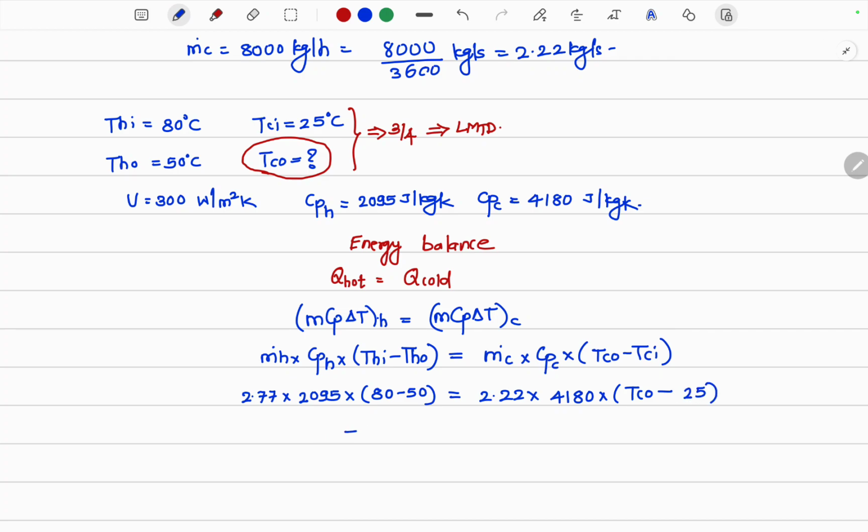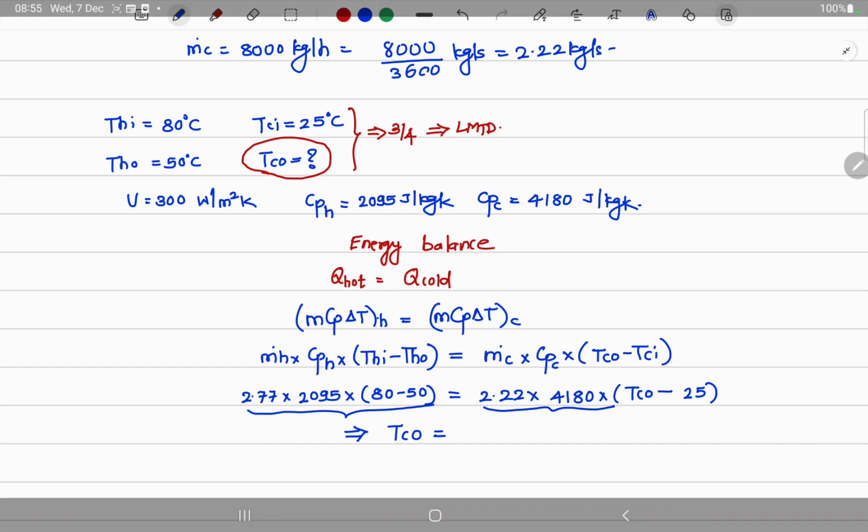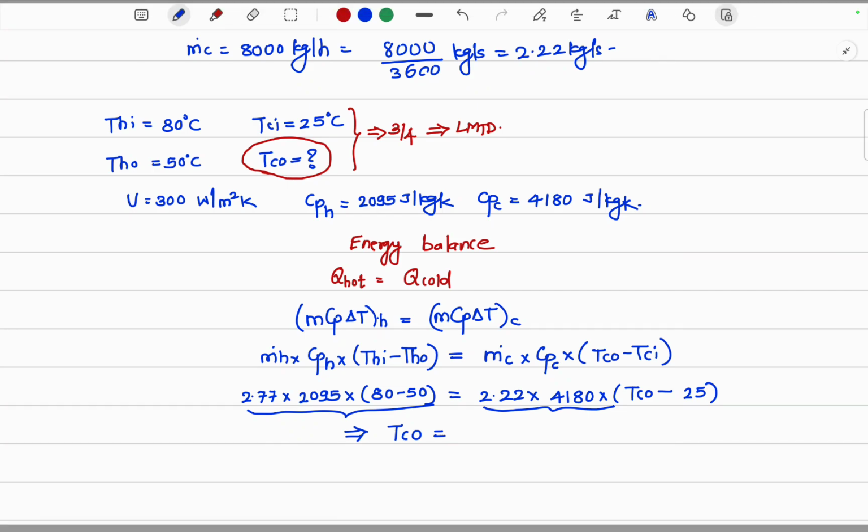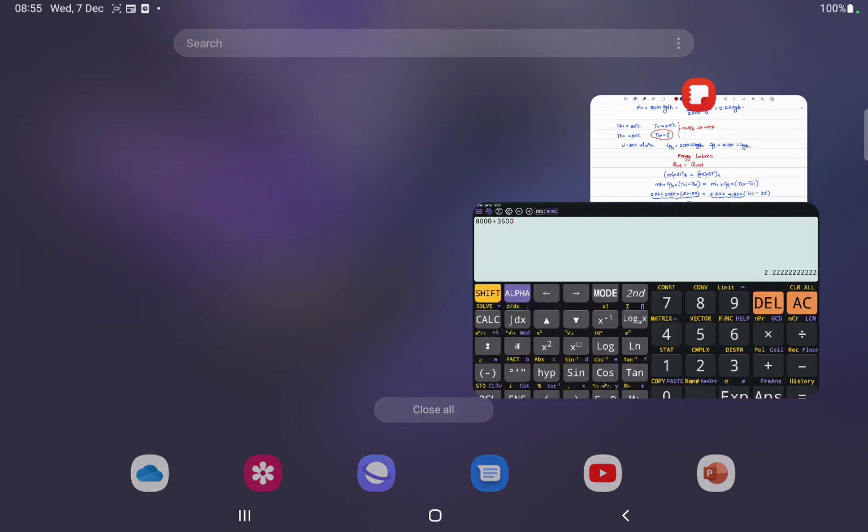So now we will solve this. Ultimately, because of this, we will be able to obtain TCO. So TCO will be immediately whatever is this entire quantity divided by this product plus 25. Unlike our previous video, I will show this directly. I will just need the input quantities.